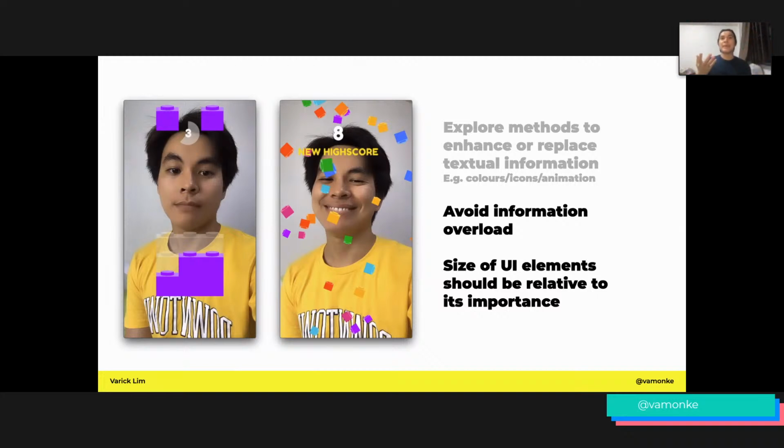Because after the game ends, that's the thing that's important, right? It's not the blocks anymore. I hide the blocks and then I make the score much bigger. So this is related to the last point I have, where the size of the UI elements should be relative to its importance.